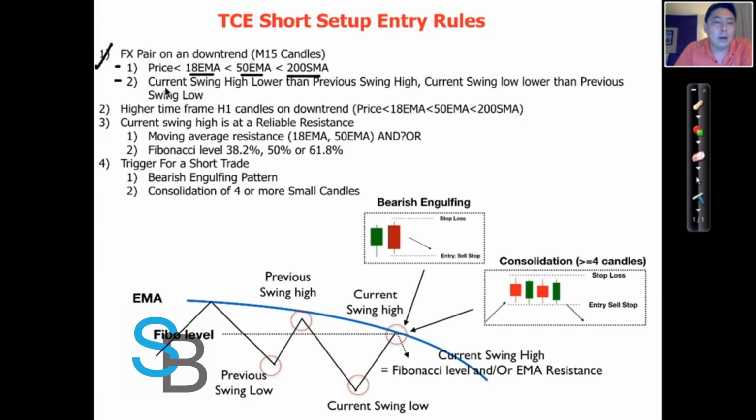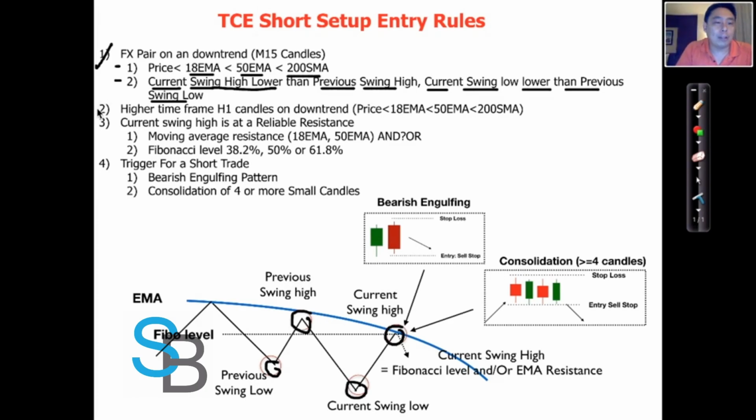Next, we want to see the current swing high lower than the previous swing high. Looking at this graphic over here, you can see the current swing high, which is where we're going to enter, is lower than the previous swing high. Next, the current swing low must be lower than the previous swing low. So again, the most current swing low is lower than the previous swing low. Once again, you must see this lower high and lower low pattern before being convinced that it is a downtrend.